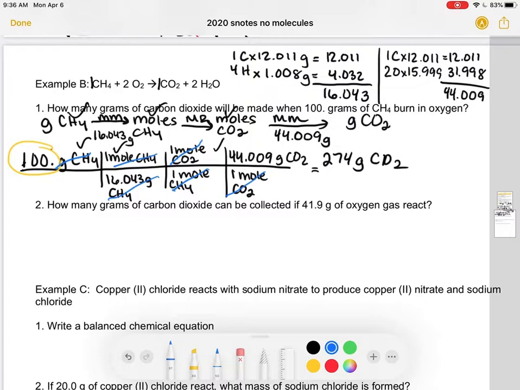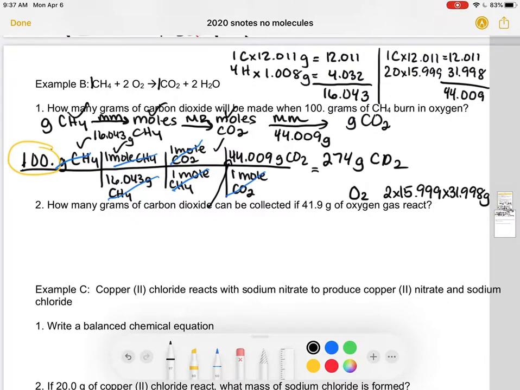Okay. How many grams of carbon dioxide can be collected if 41.9 grams of oxygen gas? Ooh, O2. That's a Brinkelhoff, okay? That's one of those diatomic molecules, oxygen gas. We have the molar mass of carbon dioxide, 44.009. O2 is simply 2 times 15.999, which is 31.998. Awesome. Guess what? Our calculations of molar mass are done. Let's go. Let's get this bread.